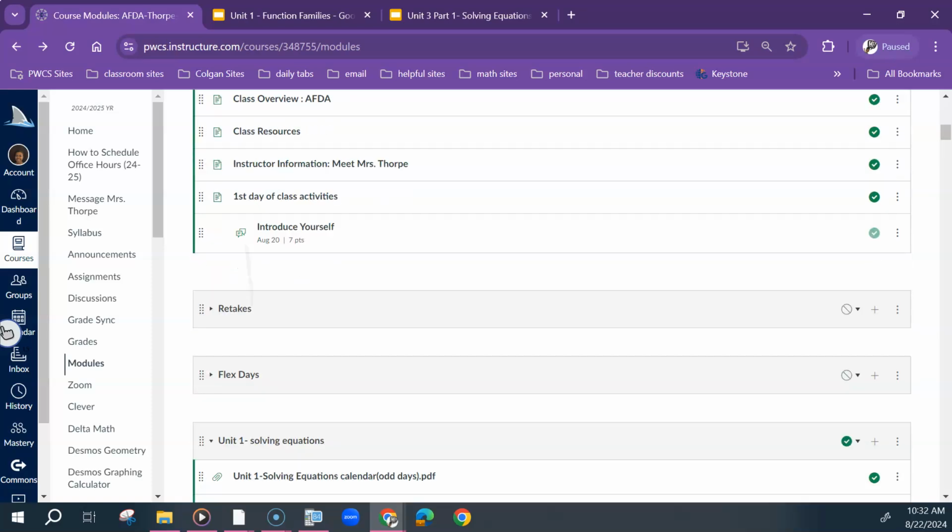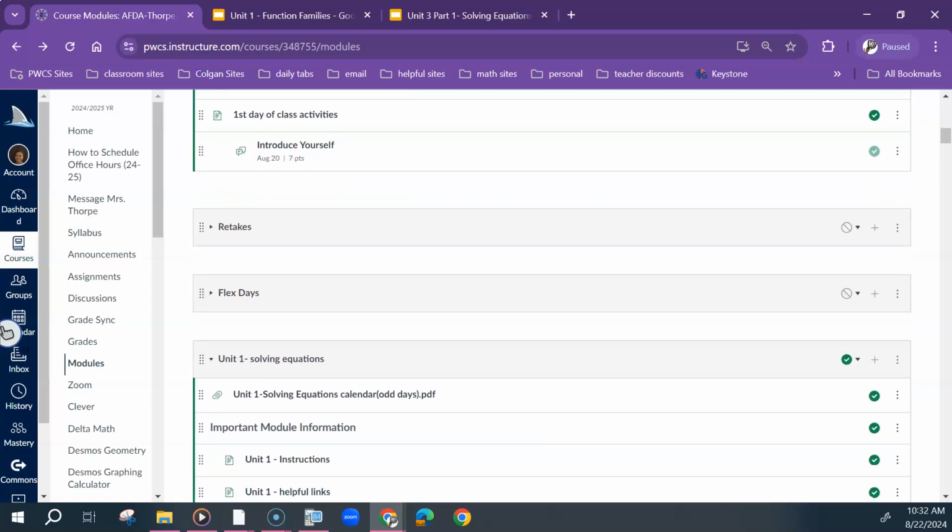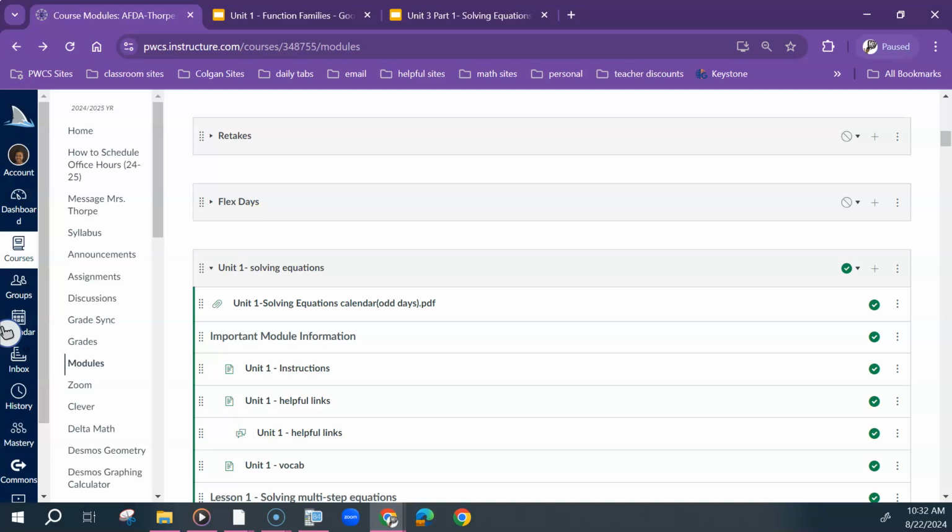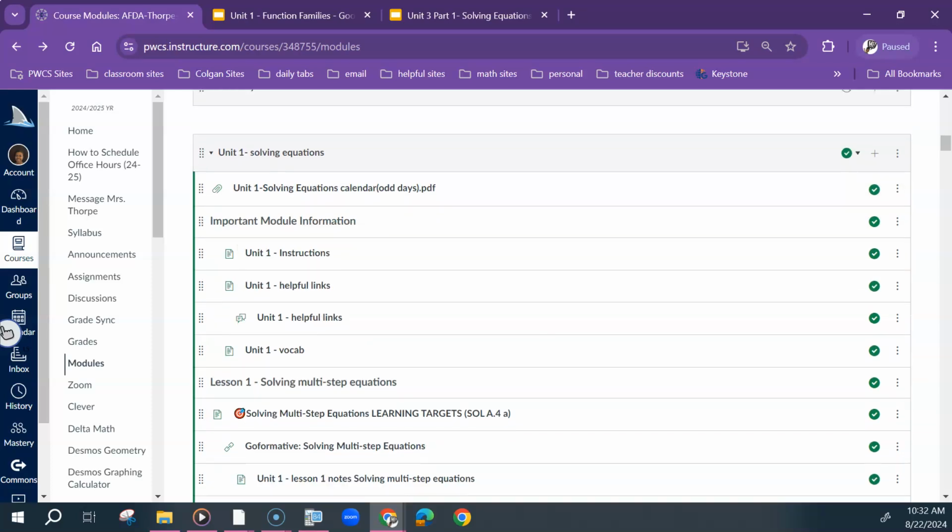I'll come back to course calendars in a second. Later, when we start doing our tests and you want to retake, this is a good place to find, okay, what do I need to do in order to retake and what all is needed and things like that. Later, we'll talk about flex days. In a regular module, so like this unit, it'll have that course calendar, which again, we'll talk about in a second. You won't need all this stuff. You won't have to go to all this stuff.